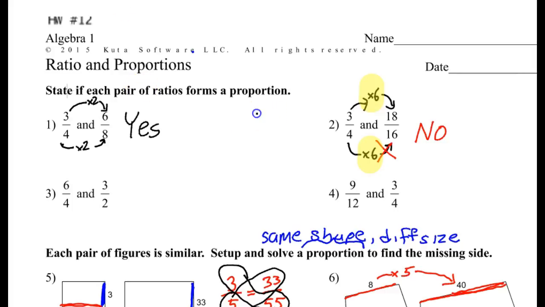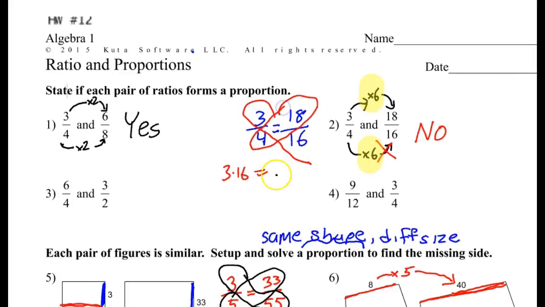Another way of looking at that would be to say, well, this 3 over 4, if we multiply these two cross products together, so 3 times 16, is that equal to 8 times 4? 18 times 4. And yeah, we get 48 on the left, and we get 72 on the right. So no, that's another way to get an answer of no, because the cross products are not the same. So a couple ways of looking at that.